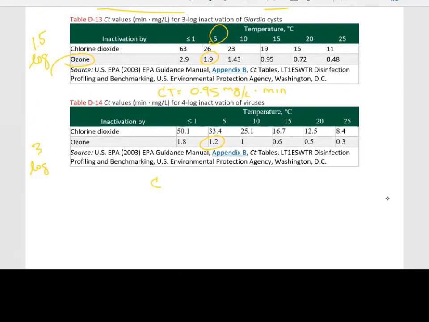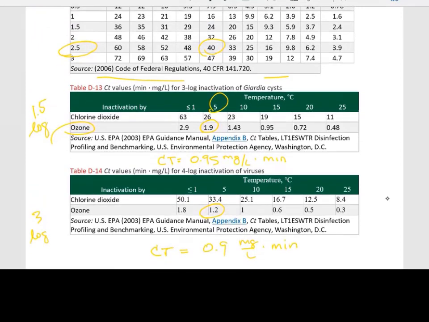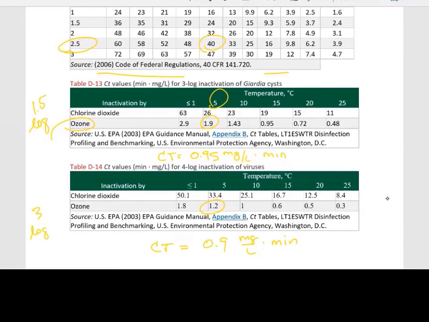So just looking here, we have 40, 0.95, and 0.9. So removal or inactivation of which organism will control disinfection? Would it be the one with the greatest CT? Exactly, it's the greatest. So in that case, it's Cryptosporidium that controls disinfection.